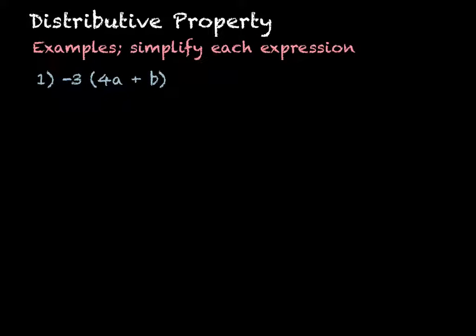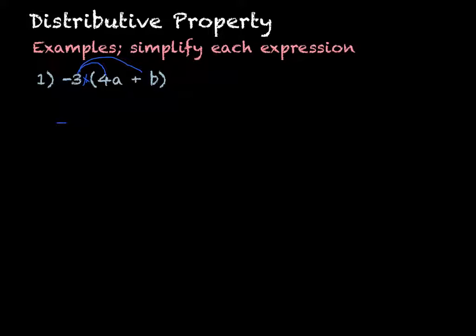The distributive property. Now we're just going to talk about some examples of how to simplify expressions using the distributive property. First one, negative 3 times the quantity 4a plus b. So if I'm doing the distributive property, I'm going to just take them and multiply. Because this is like saying negative 3 times 4a plus b.